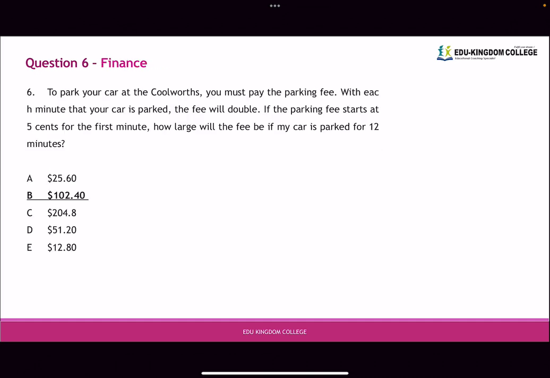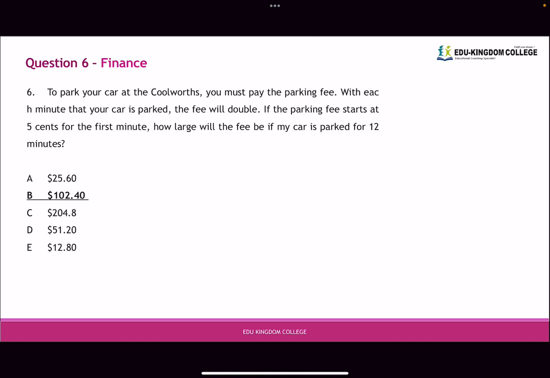Now, to park your car at the Coolworths, okay, so they've combined Coles and Woolworths, I think here, you must pay the parking fee. With each minute, the fee will double. Okay, so you're not paying for each minute. Basically, what you're doing is you're paying for all your minutes at the end. So if the parking fee starts at 5 cents, what will the pattern be?